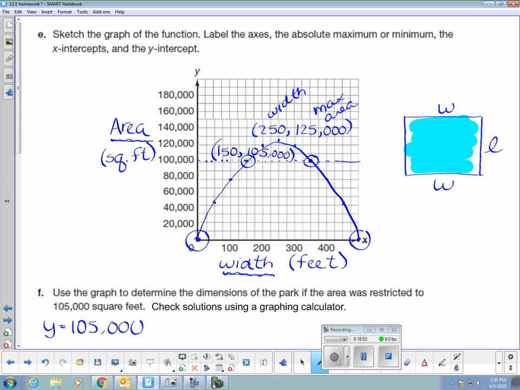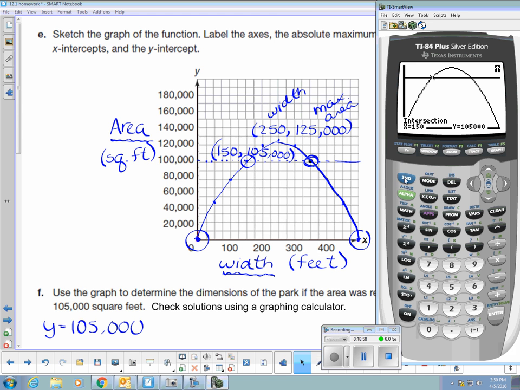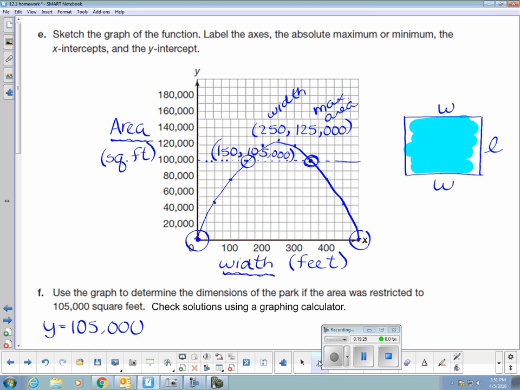Now we're going to find this second intersection point. So I'm going to go to the left of that point and enter. To the right of that point, enter. Enter a third time, and that intersection point is 350, comma, 105,000.